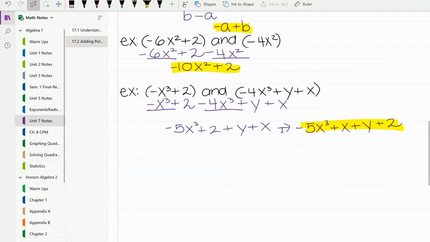So hopefully we have a pretty good understanding of adding polynomials, but you could always go back and watch it again.